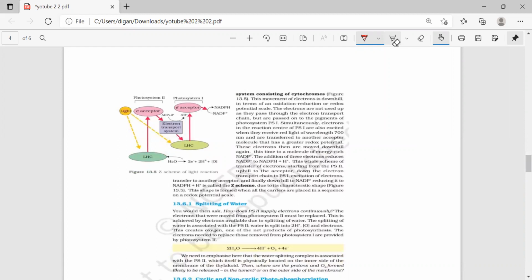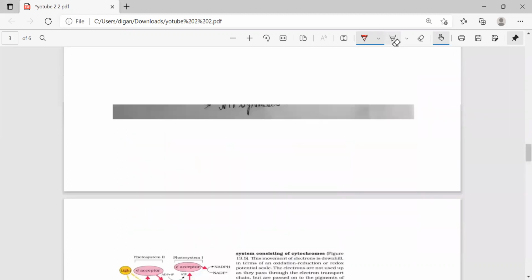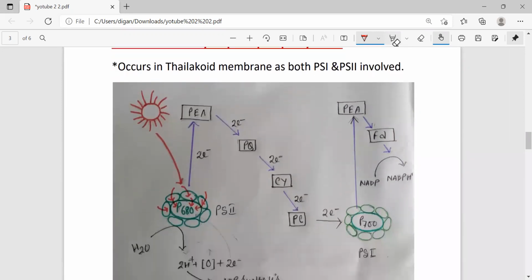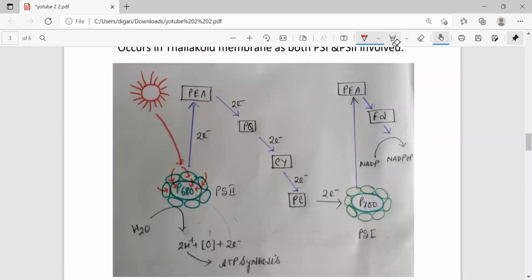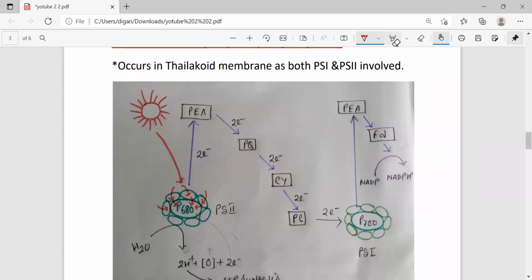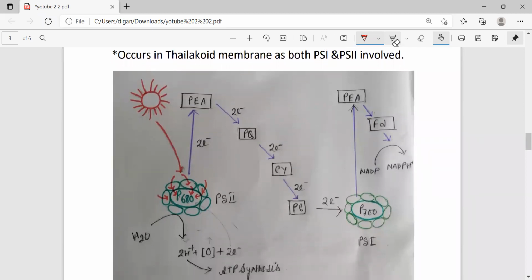In this electron transport paragraph in your NCERT book, the Z scheme is given, that is non-cyclic photophosphorylation. So let me explain now. This is the non-cyclic photophosphorylation, or Z scheme, the same thing. It occurs in the thylakoid membrane as both photosystem 1 and photosystem 2 are involved here. That's why this takes place in the thylakoid membrane, because in the thylakoid both photosystem 1 and 2 are present. So this is the structure of non-cyclic photophosphorylation.